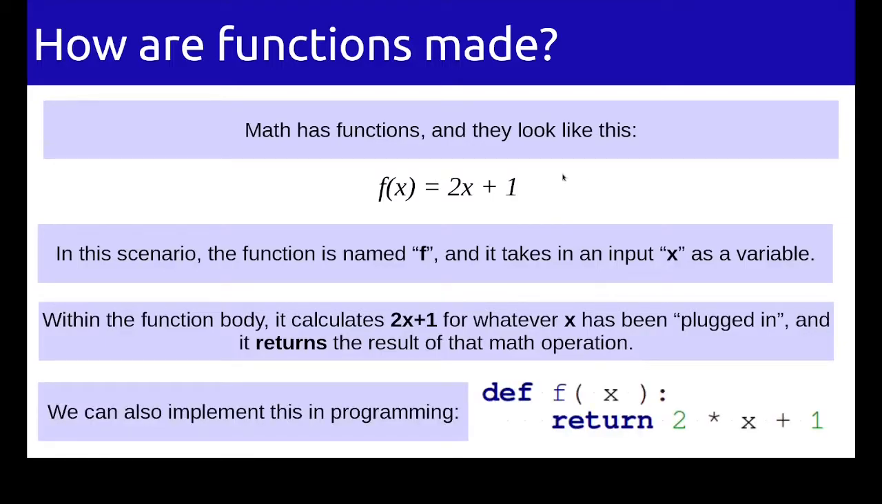So we can also implement this same function in programming. Here we're defining a function in Python. We use def f of x. So f is the function name. Usually we'll have better, more descriptive function names. Here's x, our variable, and it's going to return 2 times x plus 1. So whatever x is, it will do this math operation and return the result.